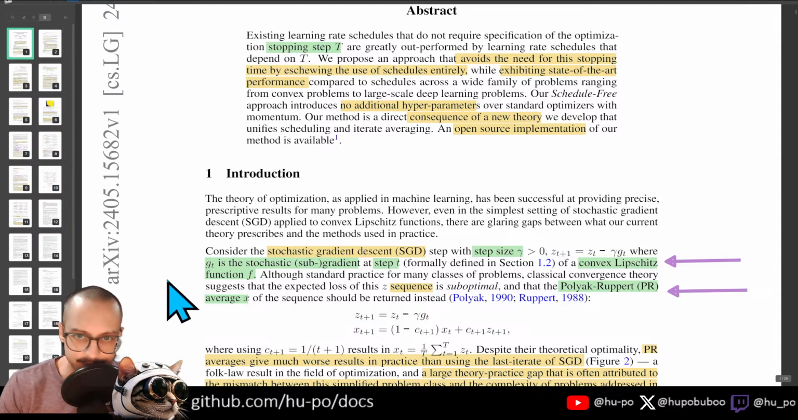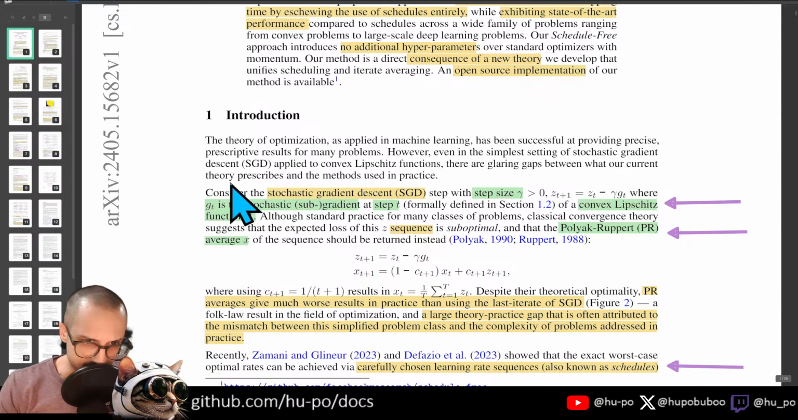All right. So let's start off here. Consider stochastic gradient descent with step size gamma. g_t is the stochastic subgradient at step t of a convex Lipschitz function f. Okay, so right off the bat, what is a convex Lipschitz function?